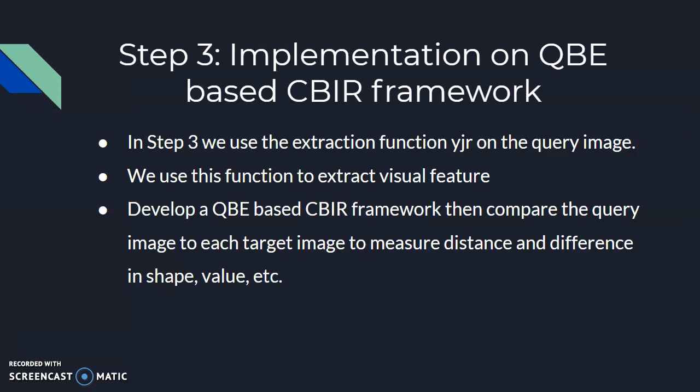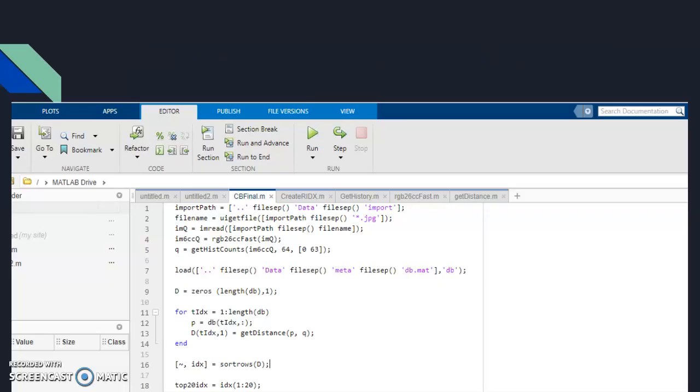Step 3. Implementation on QBE-based CBIR framework. In step 3, we use the extraction function YJR on the query image, which is the original image. We use this function to extract visual features. We also use it to develop a QBE-based CBIR framework. Then we compare the original or the query image to each of its target images to measure distance and difference in shape, value, color, stuff like that. Here's the same code, except it didn't show.